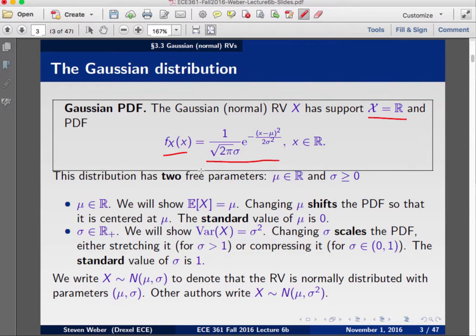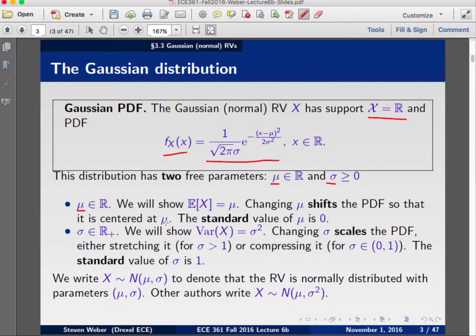As you can see, this distribution has two free parameters, mu, which can take any value in the real line, and sigma, which can take any non-negative value in the real line. And these two parameters dictate the shape and characteristics of the corresponding distribution. First, let's discuss mu, which is the mean. We will show in a few slides that if I generate a Gaussian random variable with parameter mu, that random variable capital X has expectation equal to mu. And we will see further that changing mu shifts the PDF so that it's centered at mu.